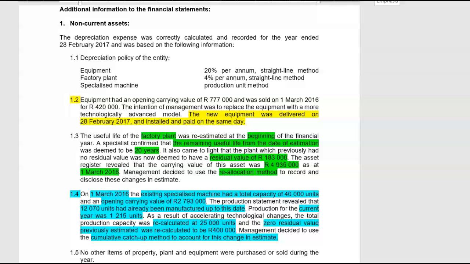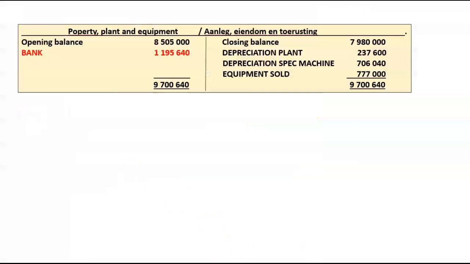We have to go back to the acquisition date of the asset, and then we have to rework all our calculations. We do have the carrying value of the asset at the beginning of the year, 2,793,000. We also know what depreciation has been written off on that asset. Accumulated depreciation was based on a total capacity of 40,000 units, of which 12,070 units had been manufactured up to that date. So we can work out what the cost price of that asset was.